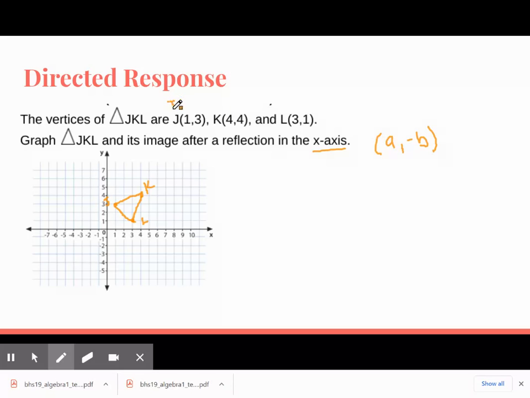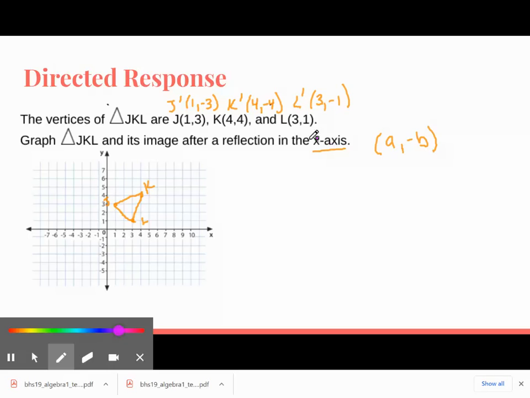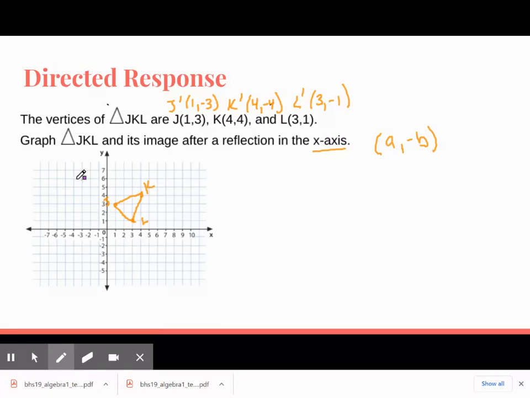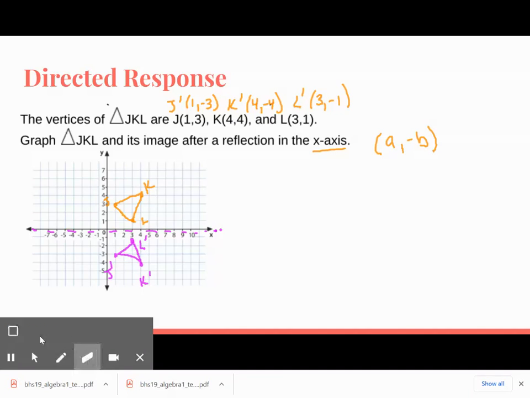So J prime would be what? 1, -3. What about K prime? 4, -4. And L prime? 3, -1. What I would do is draw the x-axis, which is already drawn for you, so you really don't have to because it's there already. So there's your x-axis, and now you just plot those new points. 1, -3 is J prime, 4, -4 is K prime, and 3, -1 is L prime, and then draw your triangle.